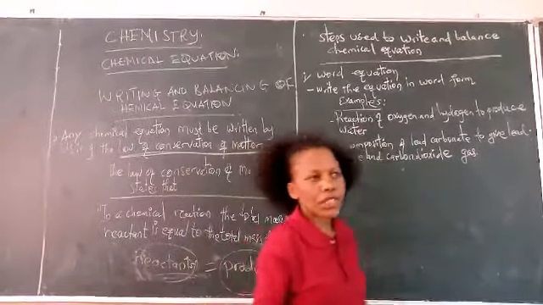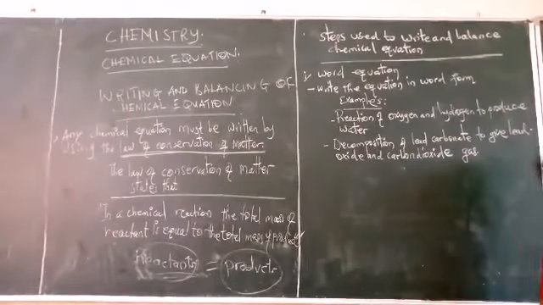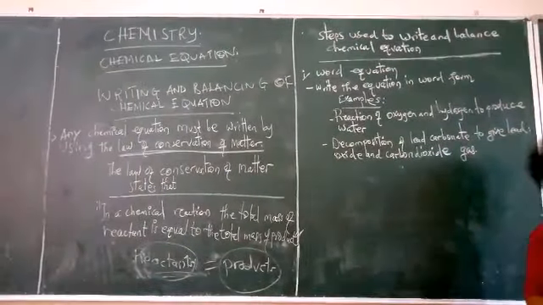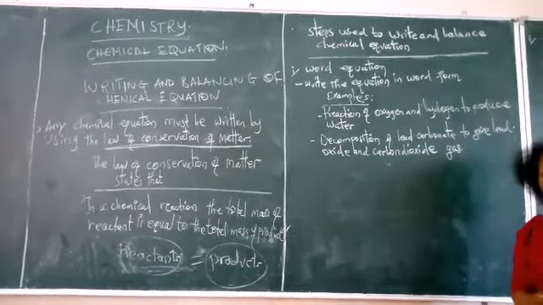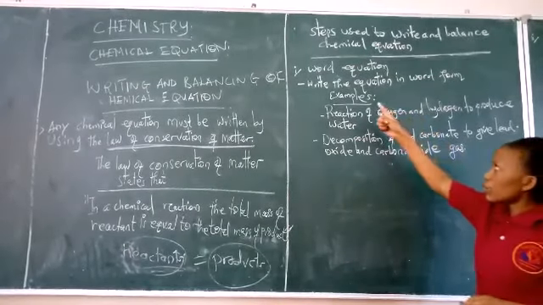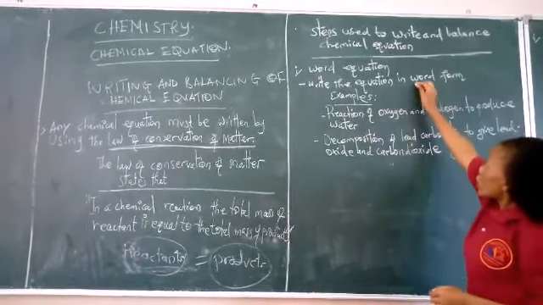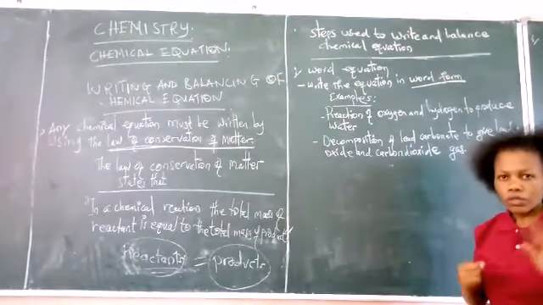Now let's see the steps for writing a chemical equation. The first step, you can be more clear if you start writing your equation by using a word equation. This simply means you write the equation in word form. Let's see 2 examples here.